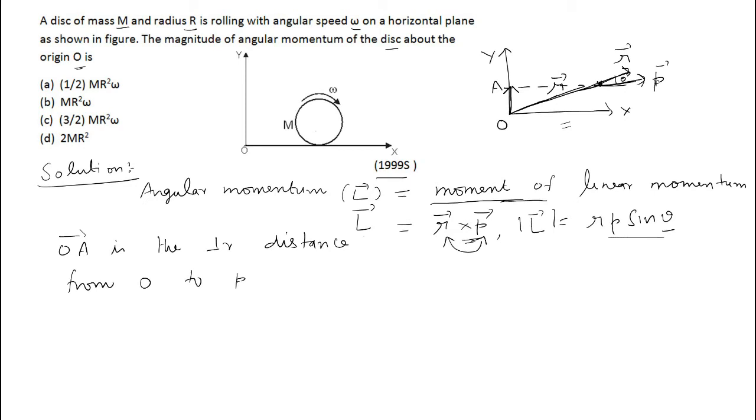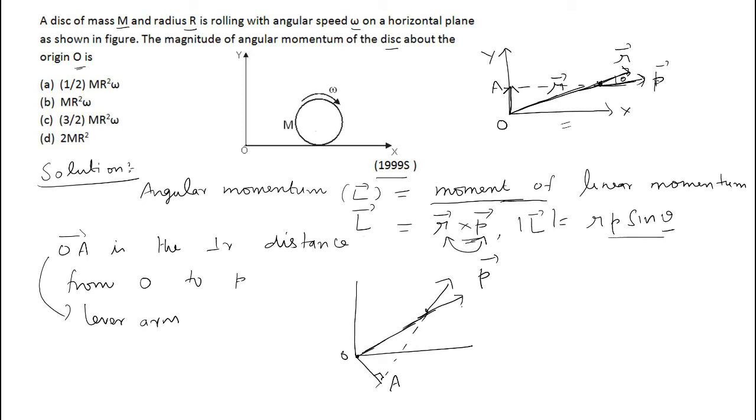Is it clear? Wherever it is, for example, the momentum vector is like this. This is origin. You extend the momentum vector backward. You draw the perpendicular. This will be OA. This is referred to as lever arm. And of course we know that this is your momentum, this is r, this is theta. When this is theta, this is also theta, perpendicular distance.